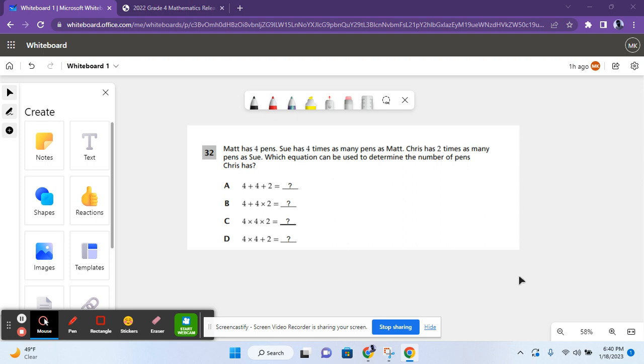Today we are doing questions 32 through 36 for the 2022 Grade 4 Mathematics exam for New York State. So let's get straight into it.